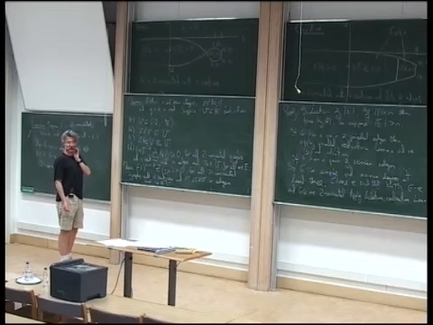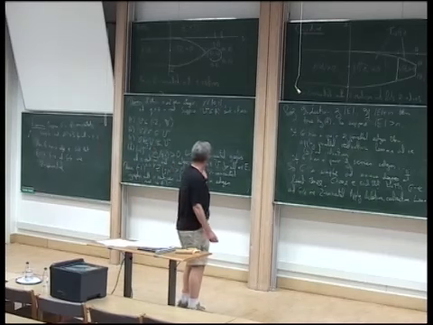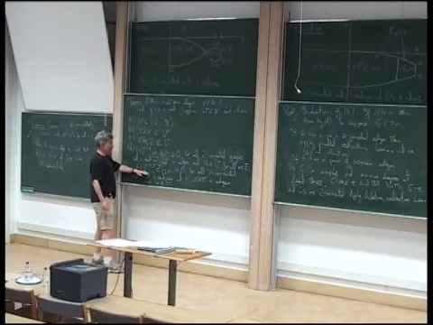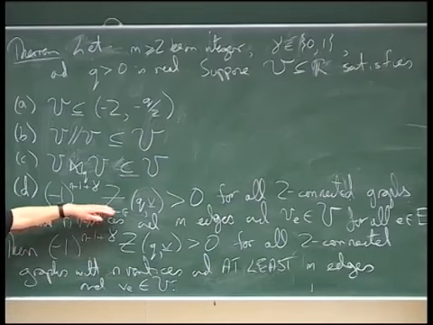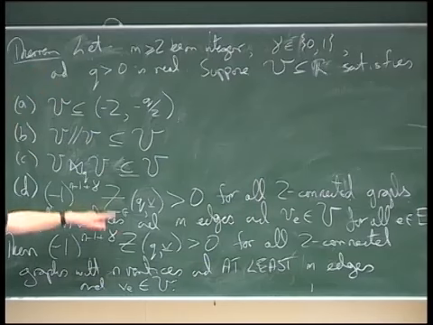Is that okay? So it kind of means that in order to prove a theorem like this, all you need to do is check it on graphs with a few edges. So the first picture comes from m equals 2.